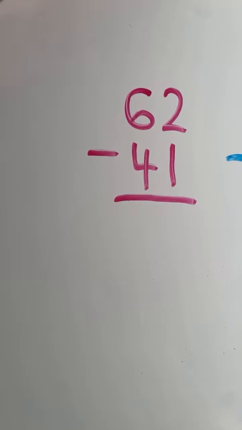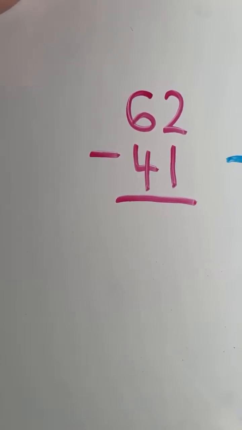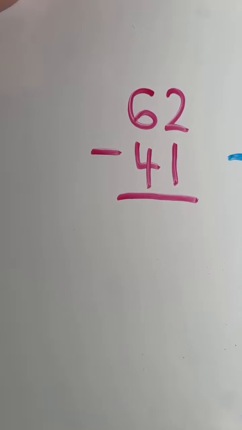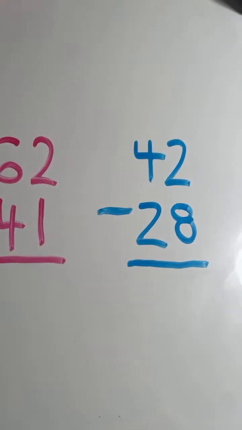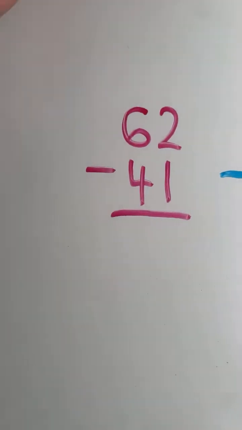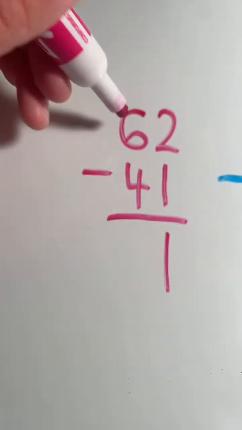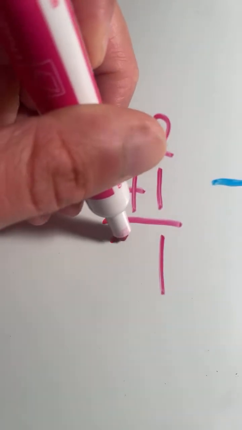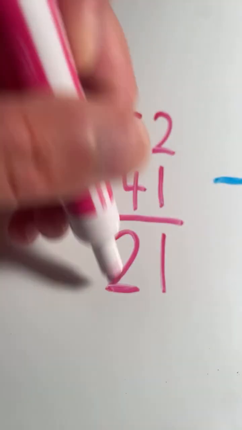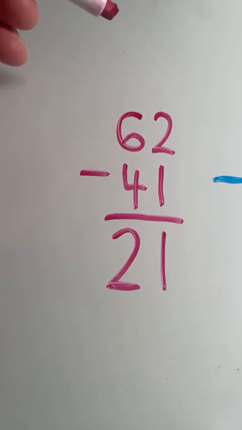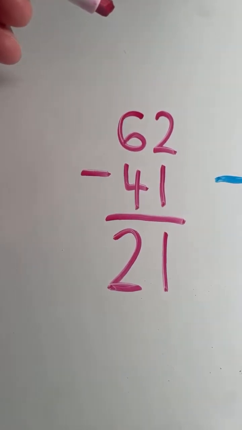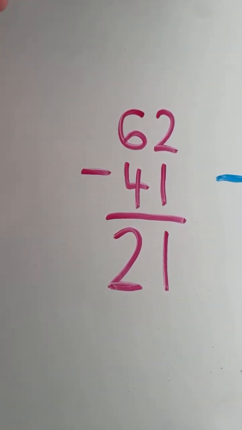There's not a digit in this problem where the bottom digit is bigger than the top digit. So you can just simply subtract. 2 minus 1 equals 1. 6 minus 4 equals 2. And we have our final answer, 62 minus 41 equals 21.